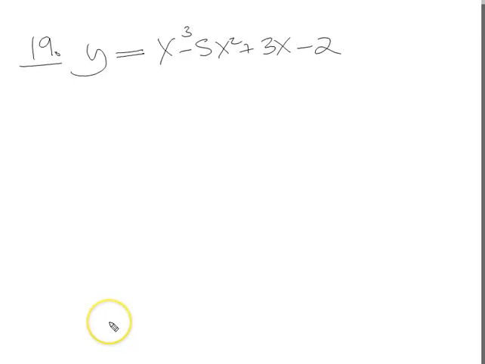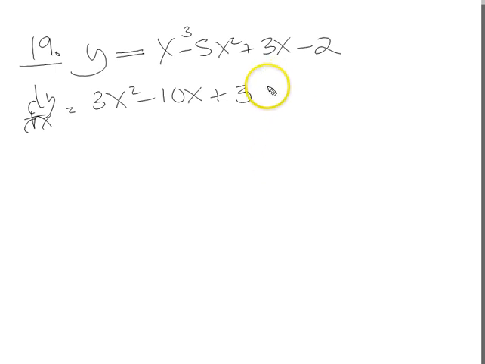Right guys, let's have a look at 19 now then. We've got a cubic equation, y equals x cubed minus 5x squared plus 3x minus 2. So let's differentiate, get the gradient function then. 3x squared, yeah? The 2 comes down to be with the 5 to make 10, 10x plus 3, isn't it? And the 2 goes to 0. Let that equal 0.